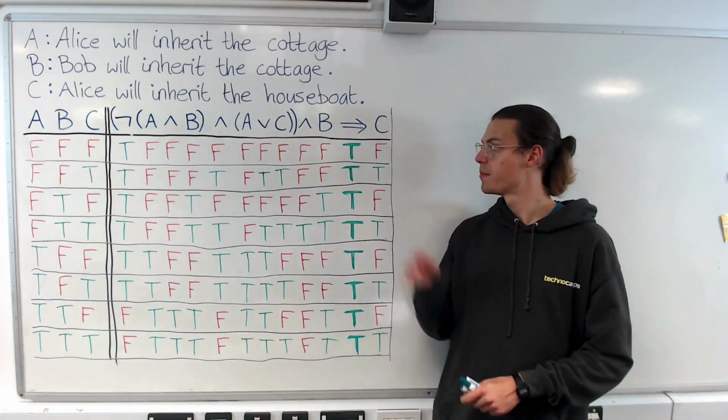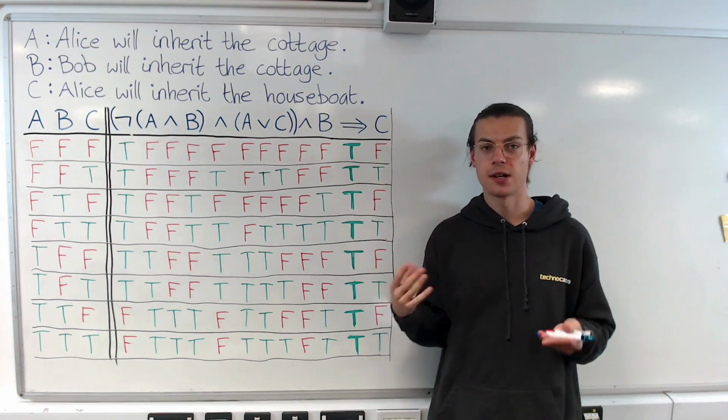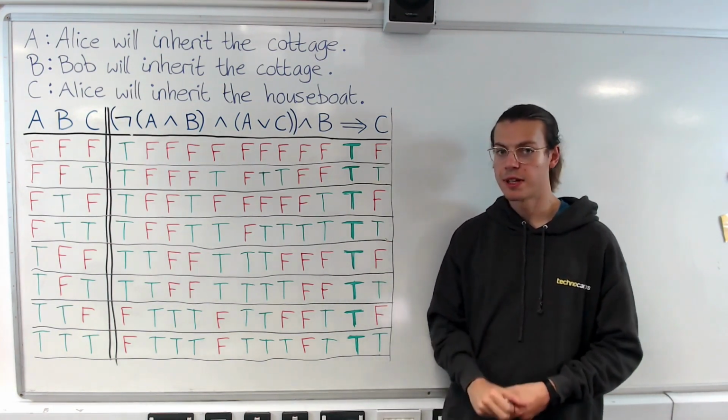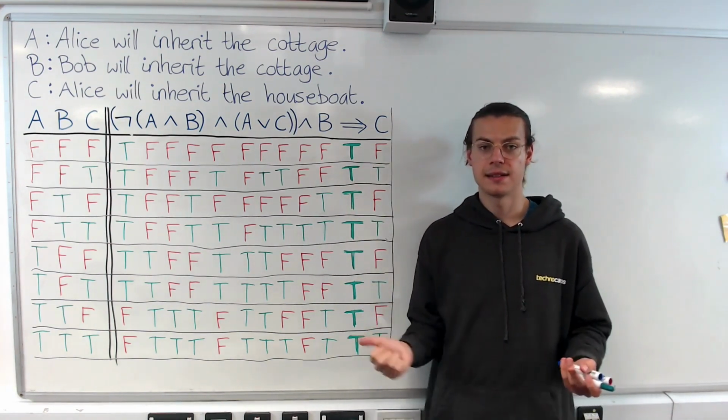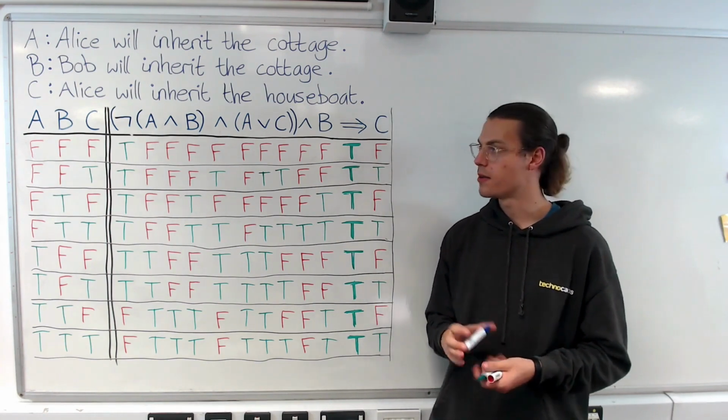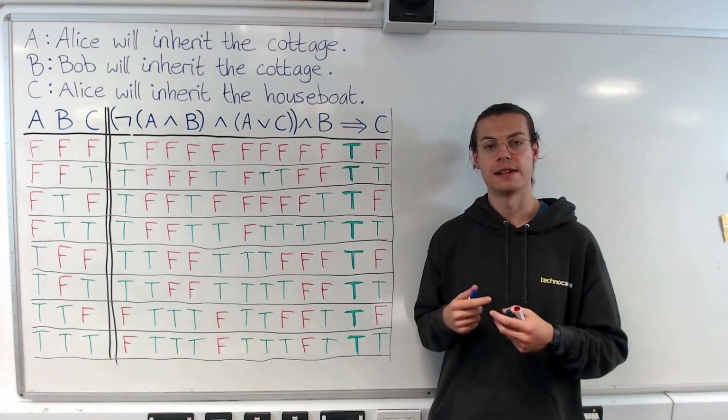So now we have the truth values of our whole statement, and we can see that it is in fact a tautology, and so the argument is valid.